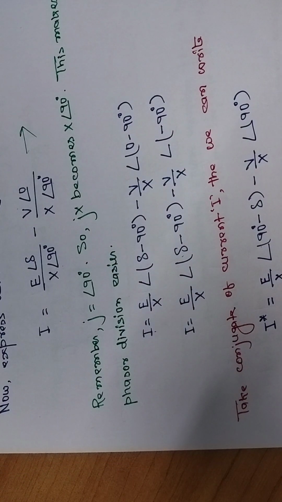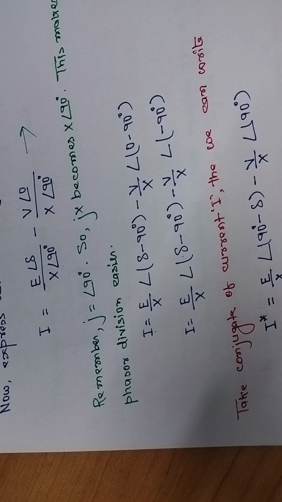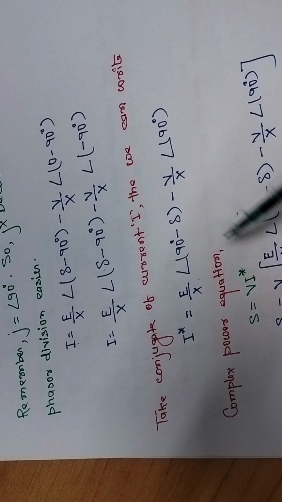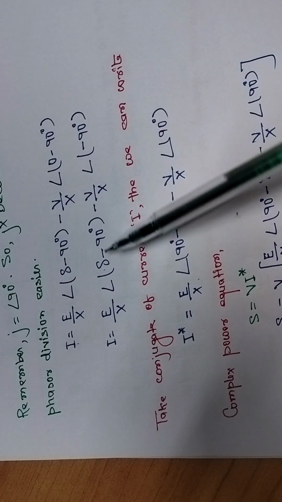Whenever we take the conjugate of the current, we can write I conjugate equals E by X of angle 90 minus delta.